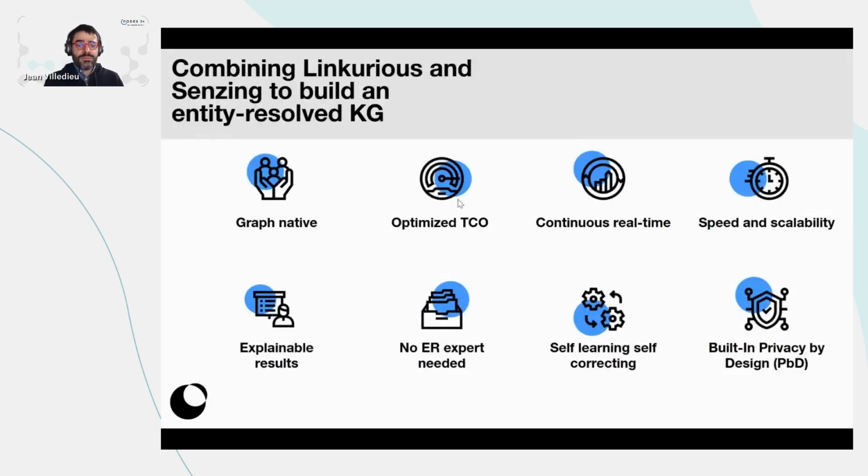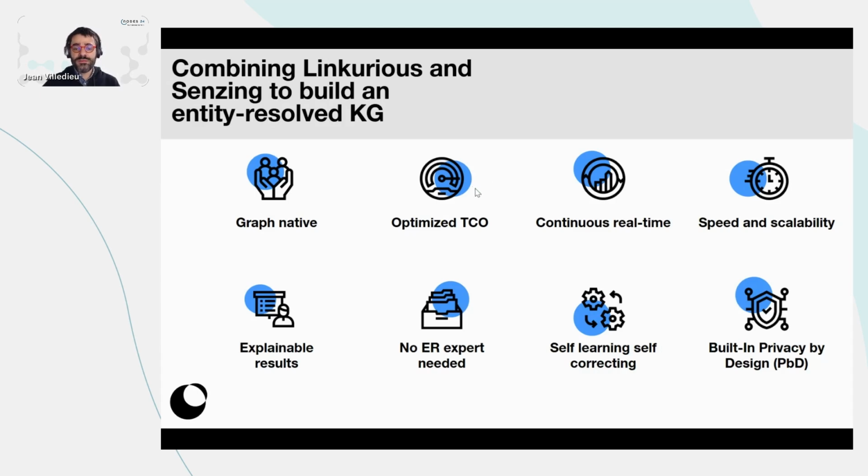And this has significant benefits. First of all, it's entirely graph native. There's no complex data preparation. The data is entity resolved as it sits on the graph. There's also no required expertise around entity resolution to apply that. And because of these two things, the total cost of ownership is very attractive. You don't need to have an army of engineers, a lot of complex hardware. It's very easy to get up and running.